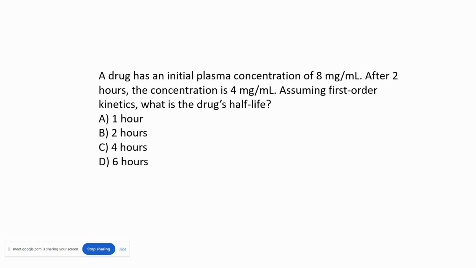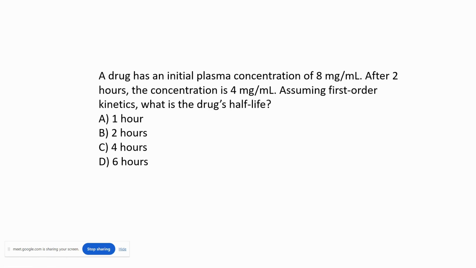Yes, it is right there in the answer. You don't need to calculate here. So here it is asking a drug's initial plasma concentration is 8 mg per ml. And after 2 hours, the concentration is 4 mg per ml. So what is half-life? Half-life is basically the time it takes for the initial amount of drug to reduce by half. Here it is going from 8 to 4, which is basically half. And the time it takes is 2 hours. So basically it is 2 hours only.